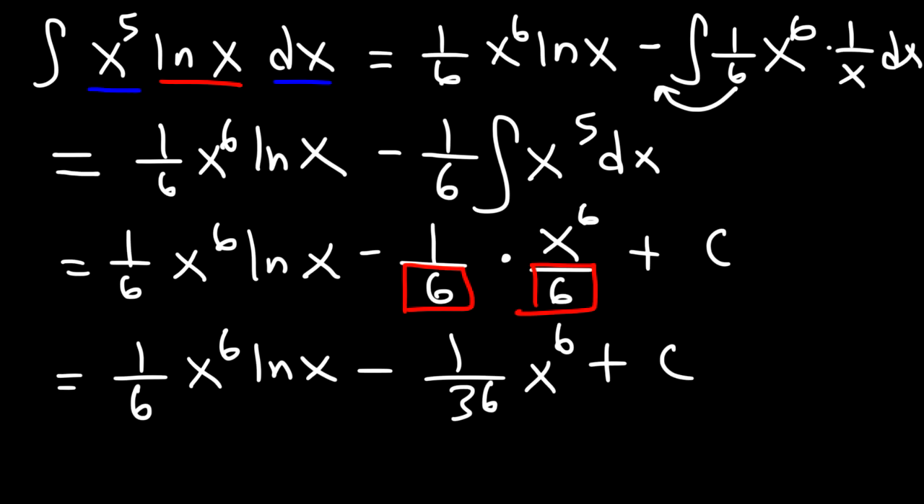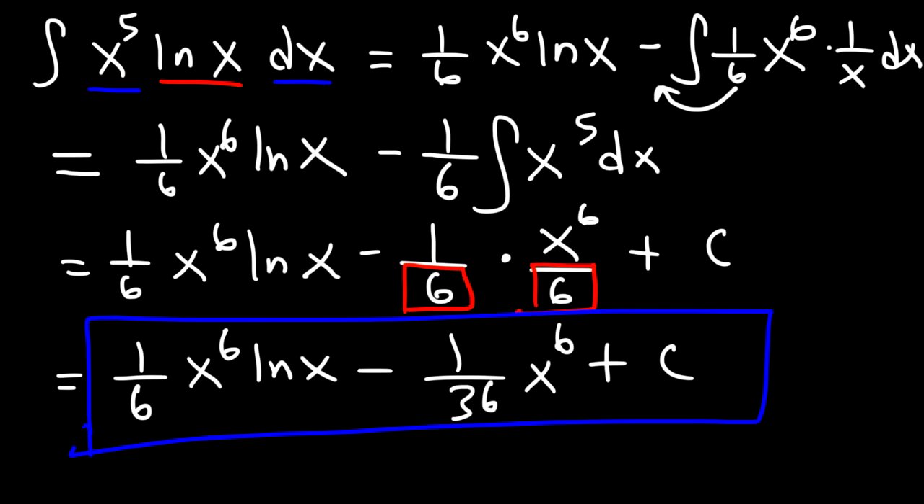And so for this problem, I would not recommend using the tabular method, because there's no need. You only need to use the integration by parts formula just once. Now let's go back to that problem, the integral of x to the fifth ln x dx.